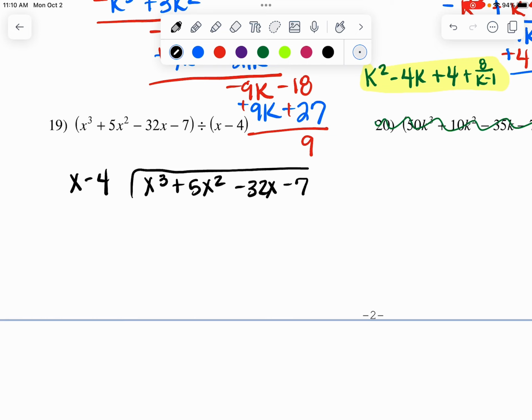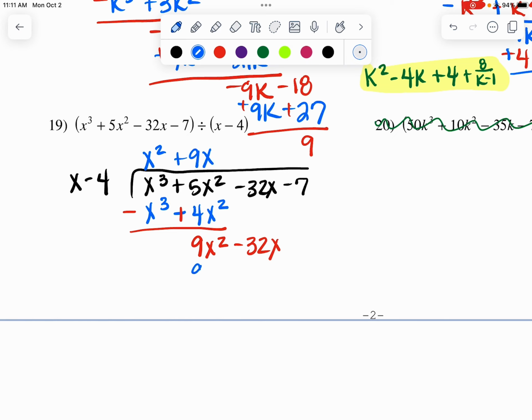So I need an x squared. So I get x to the third and then minus 4x squared. So when I subtract, that's going to give me a 9x squared. And then bring down that negative 32. So I need a positive 9x. So I get 9x squared. And then negative 36x. Again, changing my signs. So that's going to make that a 4x. And then bring down the negative 7.